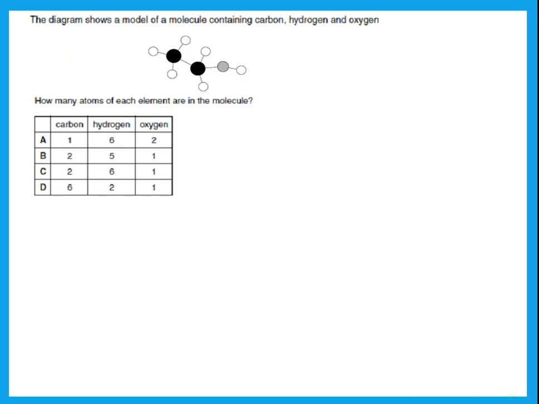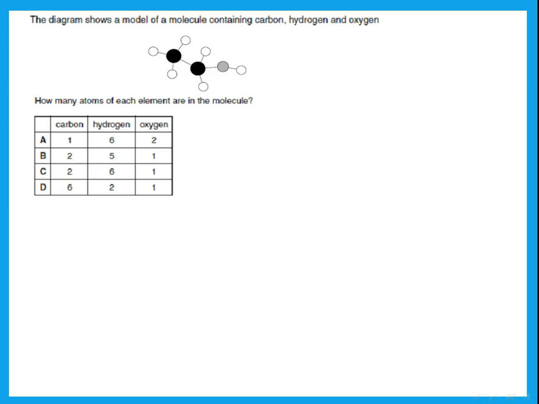The diagram shows a model of a molecule containing carbon, hydrogen, and oxygen. How many atoms of each element are in the molecule? Okay, how do we know that? Carbon, which of these is carbon? Remember that carbon is in group 4, that means it needs 4 more electrons to have a full outer shell, and that means it will make 4 bonds. So the circles, which are big and dark black, they have 4 bonds coming out of them. That means we have how many carbons? 2 carbons.